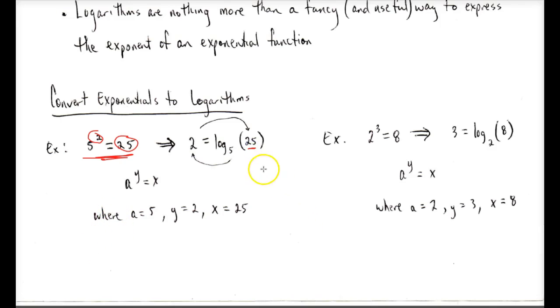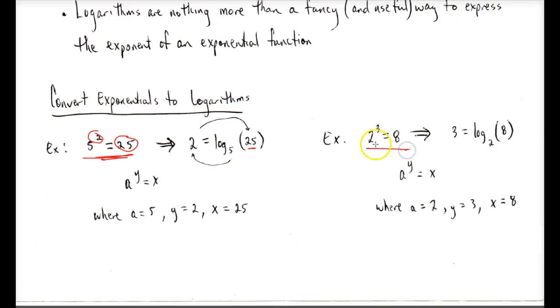Okay? And so to check it, we can always go the other way and say a raised to the y is equal to x. And so in this case, 5 raised to the 2 is equal to 25. That makes sense, so it all checks out.